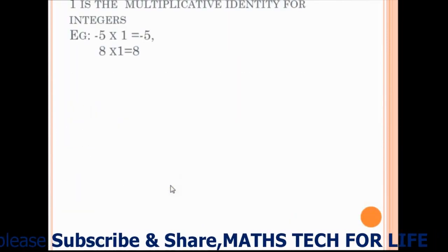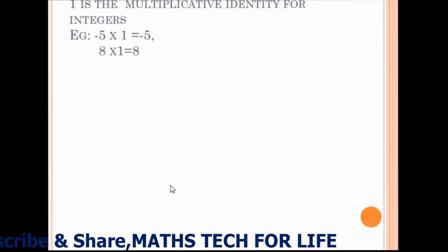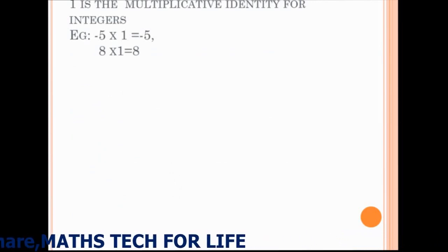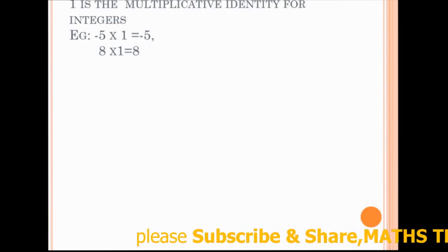Let's go to another idea, multiplicative identity. In whole numbers, we already learned that one is called the multiplicative identity. The same thing we can apply here also. In the case of integers, one is the multiplicative identity. For example, negative 5 is a negative integer, and multiplied by 1 the result is always negative 5. 8 multiplied by 1 is 8.